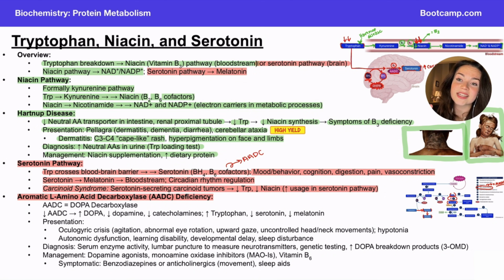All right, so now let's circle back to that AADC enzyme and talk about AADC deficiency. I'm going to be honest with you guys, this is not a high-yield disorder. Where I've seen this, it's usually been as a wrong answer choice. Remember, AADC is the same thing as DOPA decarboxylase.